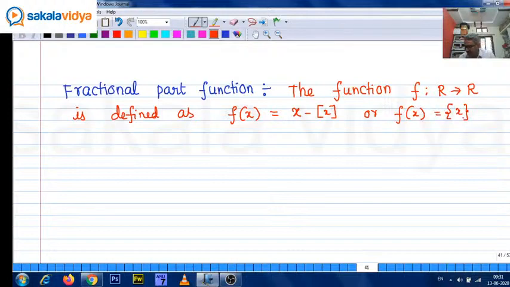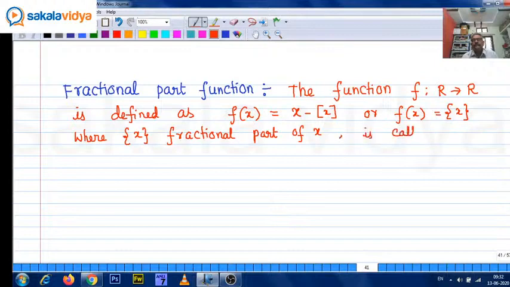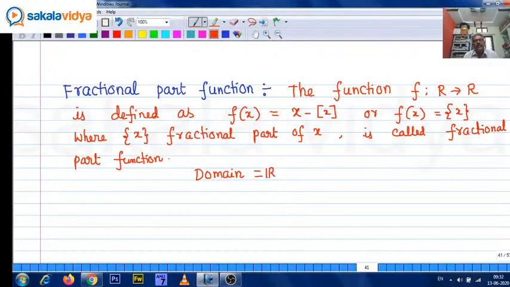This is a symbol for the fractional part of x, where this bracket is called the fractional part of x. The fractional part of x is called the fractional part function. So the domain of this function is R, the set of real numbers.